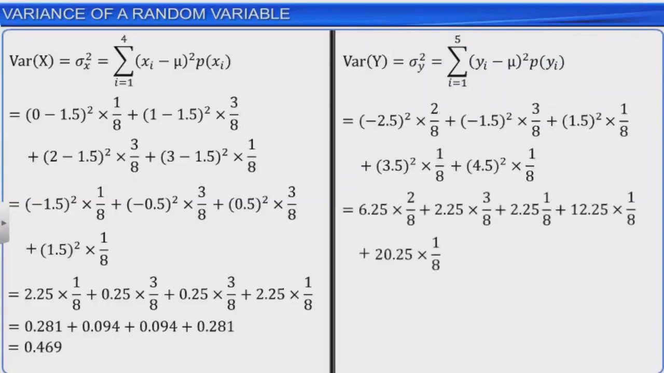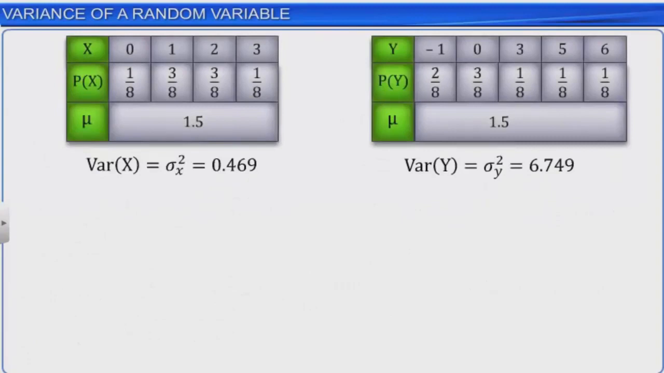The variances of the probability distributions are 0.469 and 6.749. This implies that the variance of random variable y is more than the variance of random variable x. Thus, we can say that the spread of values is more in y than in x.